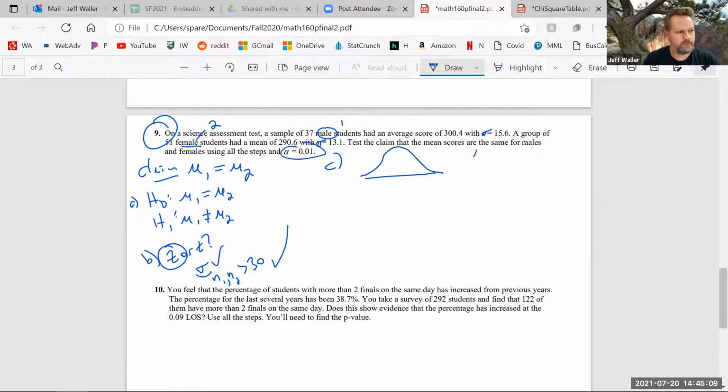The alpha is 0.01. How many tail test is this? That's one thing I didn't answer over here. It's 2 tail tests, so I'm going to be there and there. Alpha is 0.01.